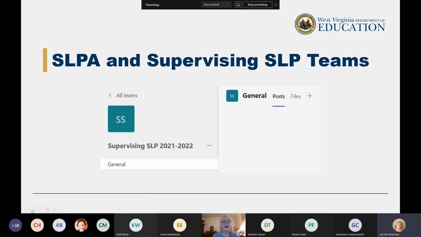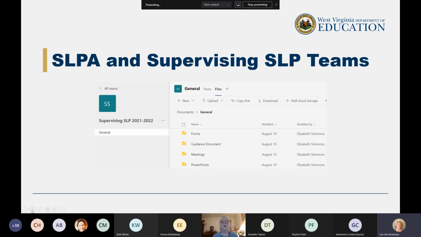Okay, and then let's talk about the teams. They've changed it a little bit this year, but this is where we're going to talk about what you do with the documentation. So both of your teams will have, first of all, this is the supervising SLP, but the SLPA team looks like this too. You'll see, first of all, you have places for you to post things. So if we go to the next slide, you also have places for your files. So post, please. I see lots of questions that are happening, and we're not going to get to those, but we will post those. We'll answer those in the teams.